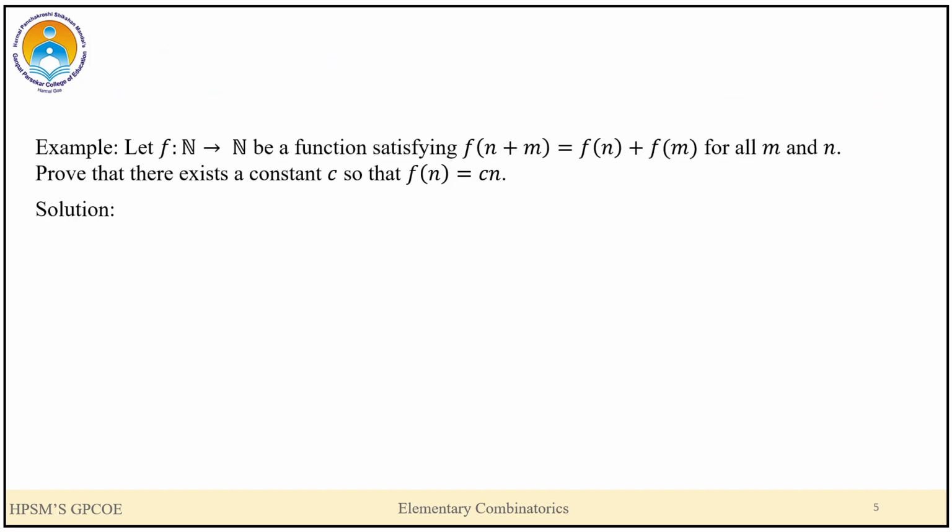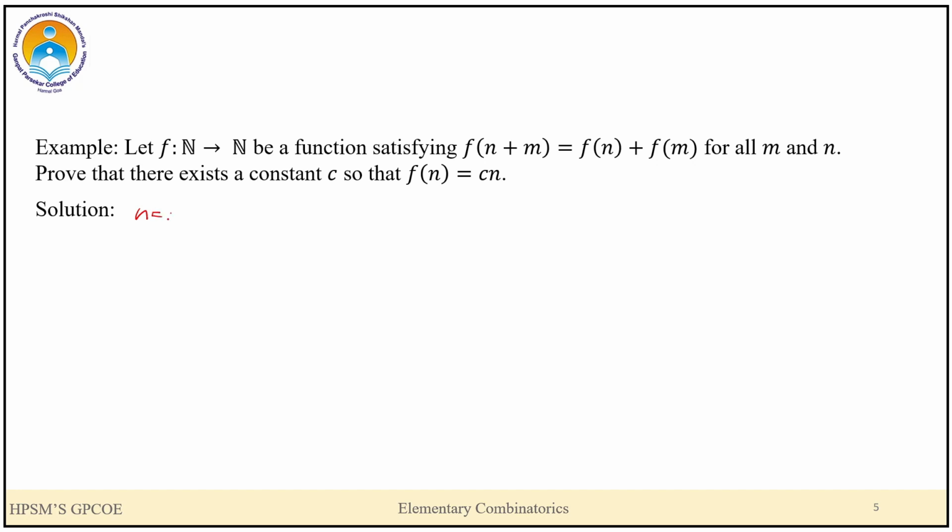Let us look at the next example. Let f from N to N, that is, set of natural numbers to natural numbers, be a function satisfying f of n plus m is equal to f of n plus f of m for all m and n. Prove that there exists a constant c so that f of n is equal to c times n. Here let us try to prove this by the method of strong induction.